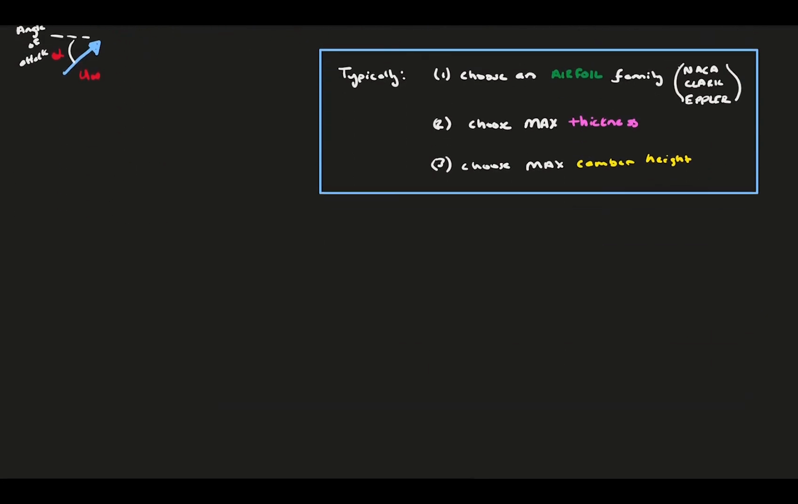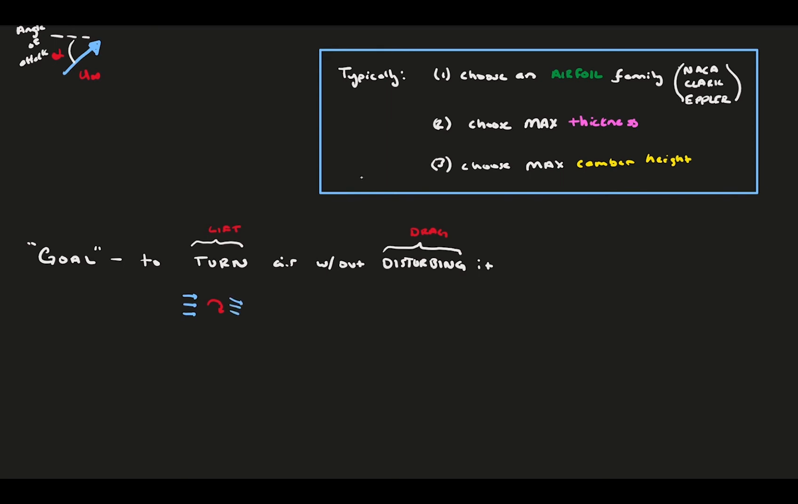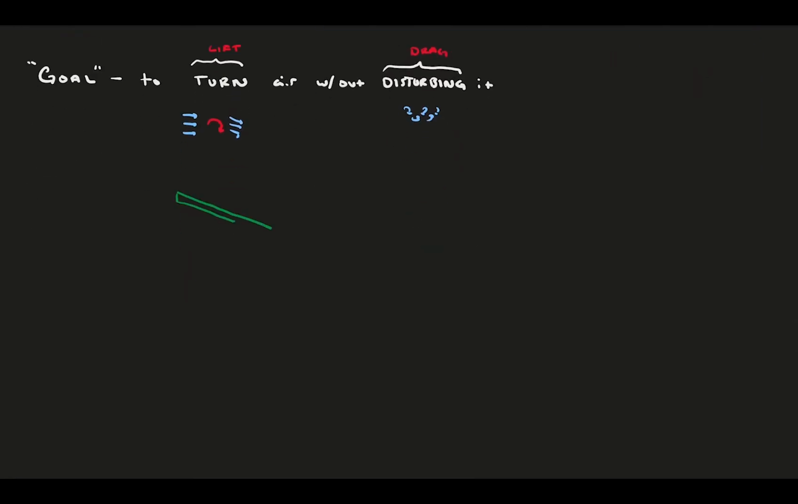Very loosely speaking, our end goal for a lifting surface is to turn the air as it passes over the object without disturbing it. The turning, as we've learned from circulation in elementary flows, is what gives us the lift. However, if we're too dramatic and cause separation or rough flow, that leads to high drag. Ideally, we want high lift and low drag.